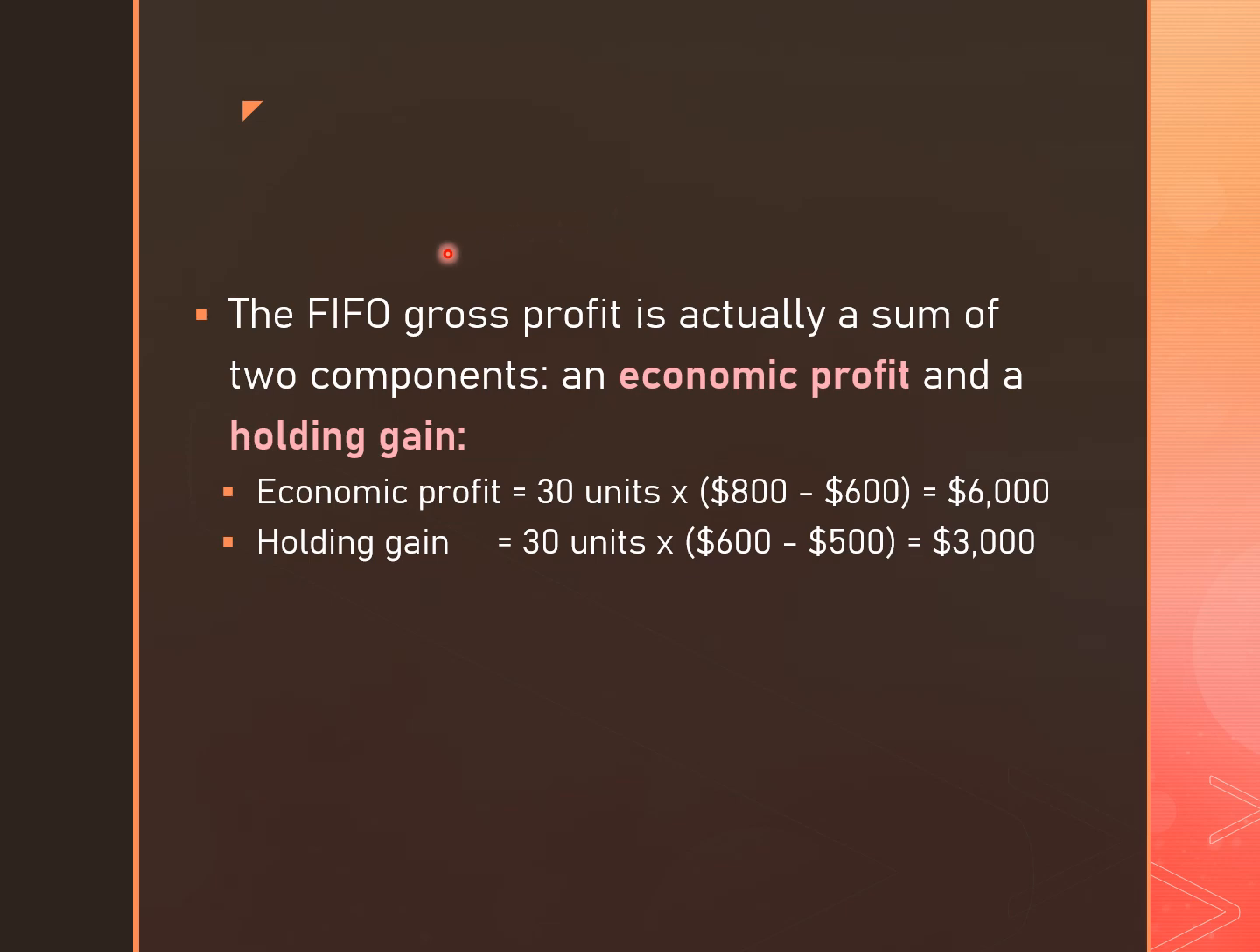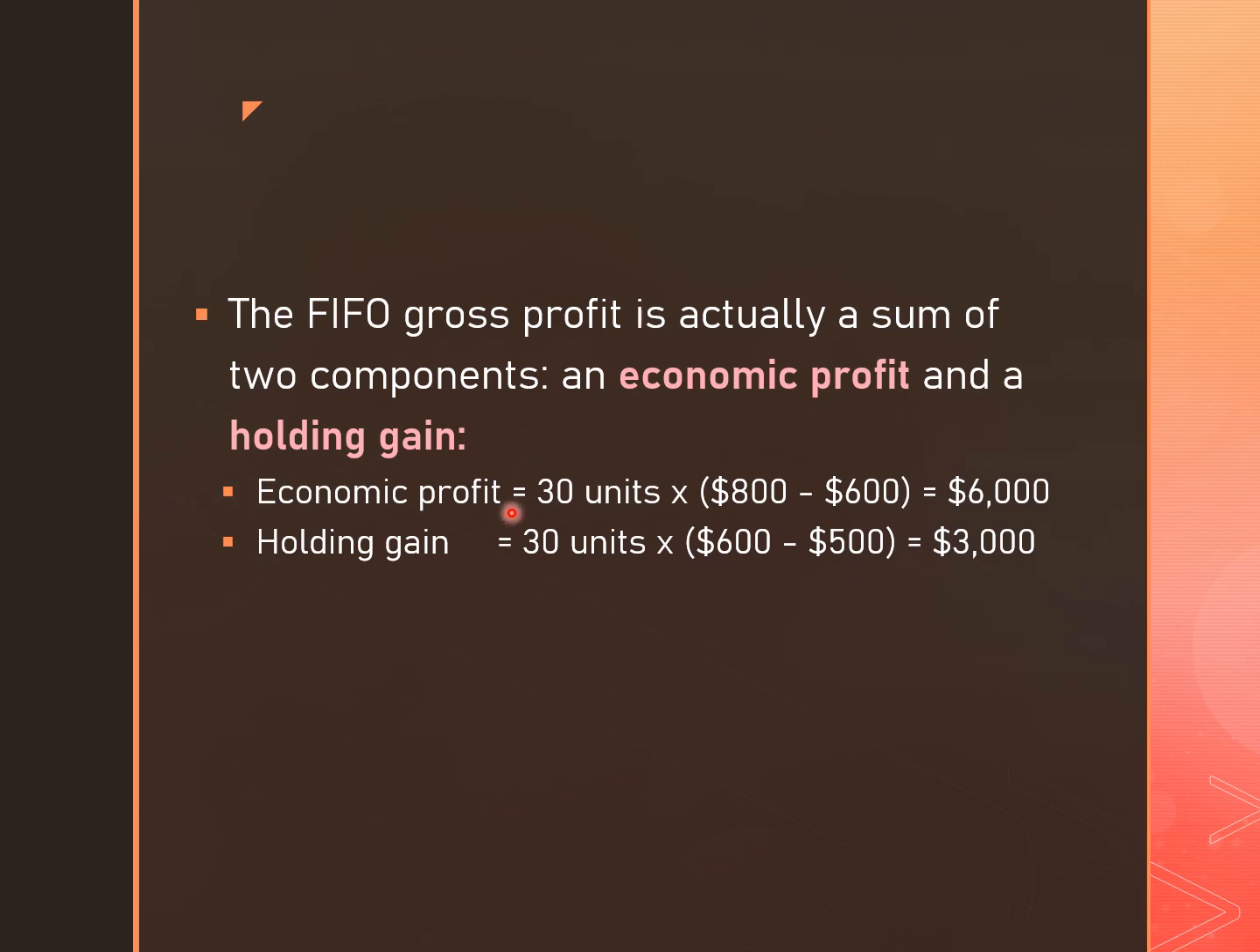Right, so the summary is that kenapa FIFO ni gross profit dia lagi tinggi, because it's actually a sum of two component, which is an economic profit and a holding gain. So gross profit FIFO ni lebih tinggi sebab ada dua faktor ni. First one, dia dapat economic profit sebab dia ada untung jual kan. Dan satu lagi, dia ada holding gain.